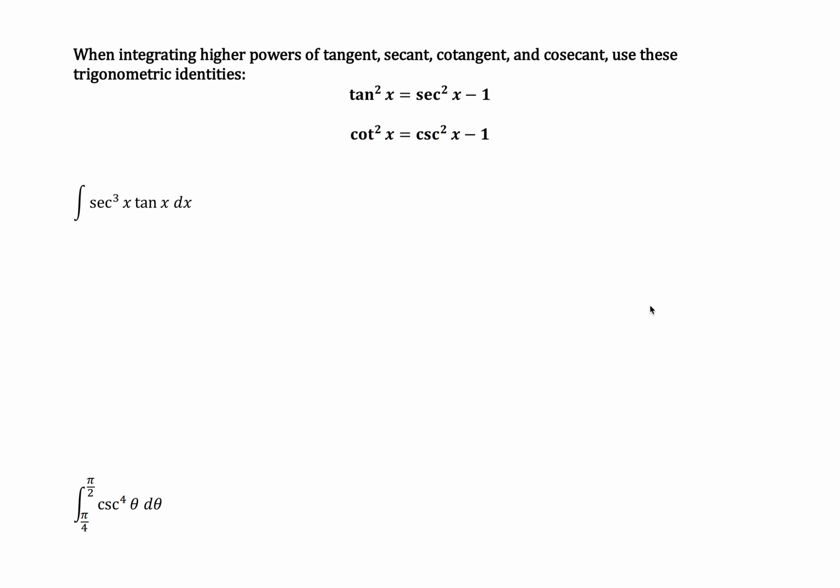So I'm going to start here, this one's very quick, with secant cubed x tangent x dx, and we want to integrate this. I'm going to start by rewriting this as secant squared x times secant x tangent x dx. And if you remember, the derivative of secant x is secant x tangent x. So I can just go straight to a u substitution for this one.